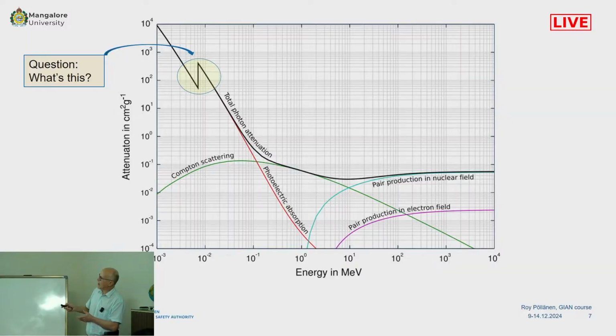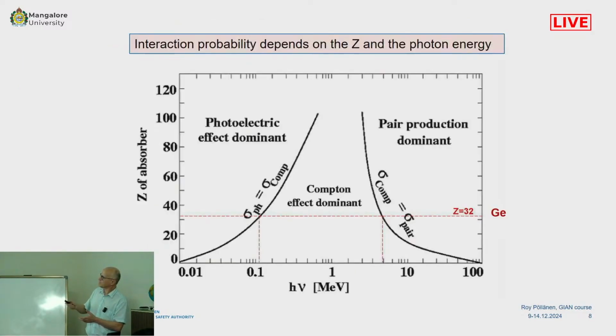So, do you have any idea what this phenomenon is? All right. So, interaction probability depends strongly on the atomic number and, of course, the photon energy. And as I explained in the previous slide, the photoelectric effect is dominant in this area, pair production this area, and Compton effect this area.